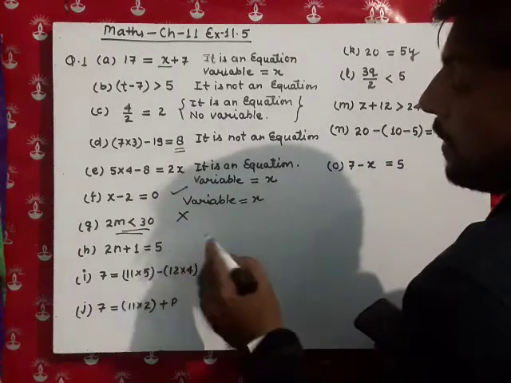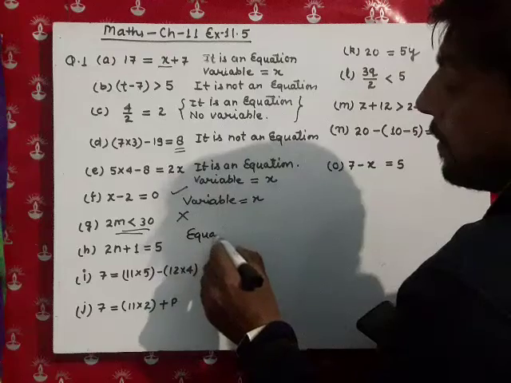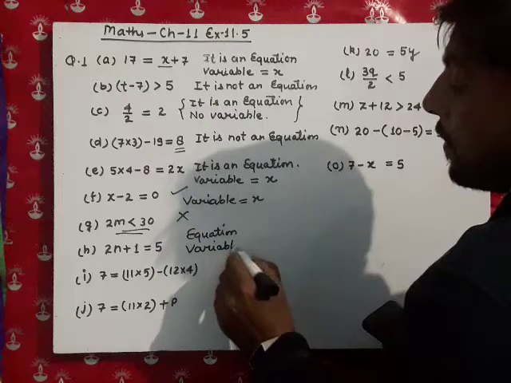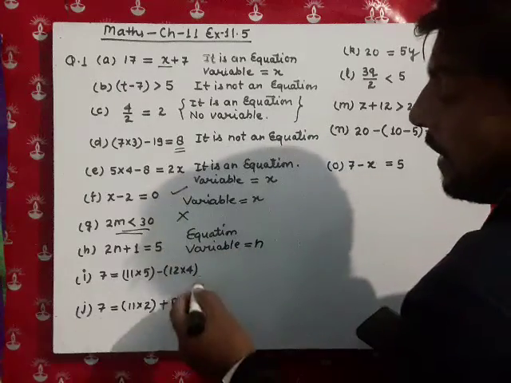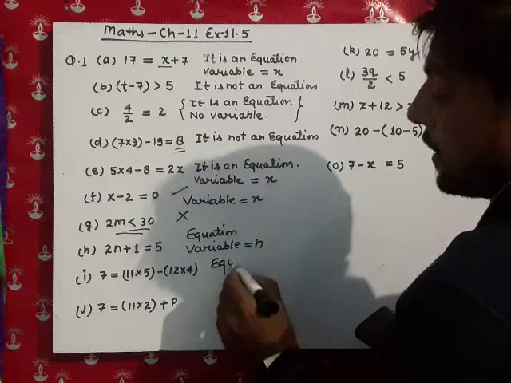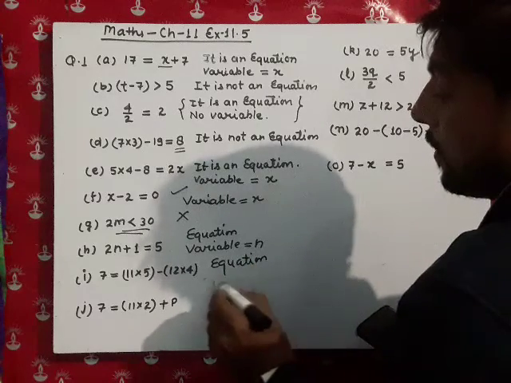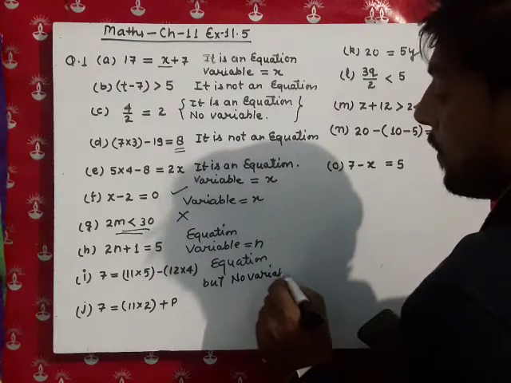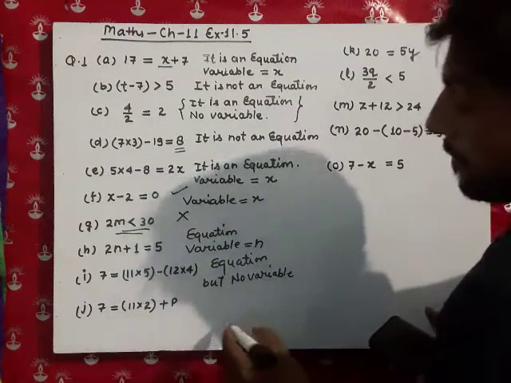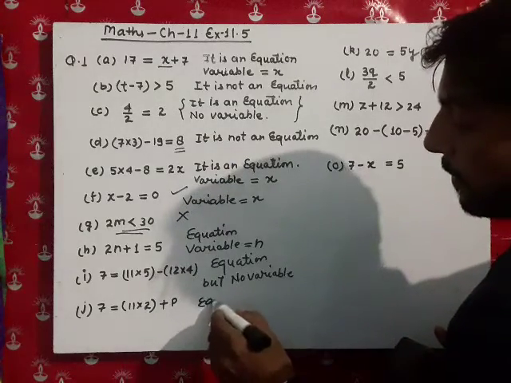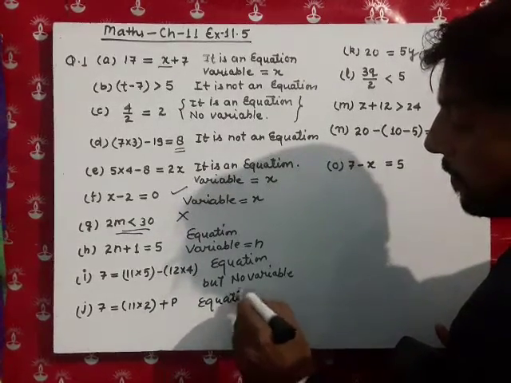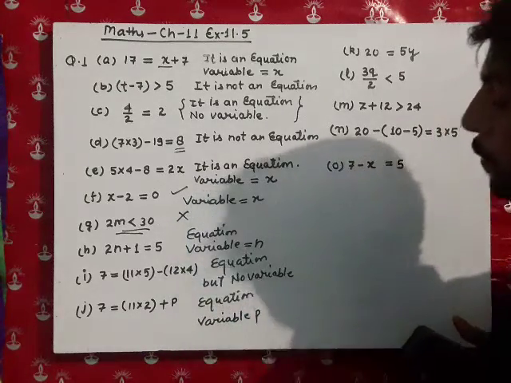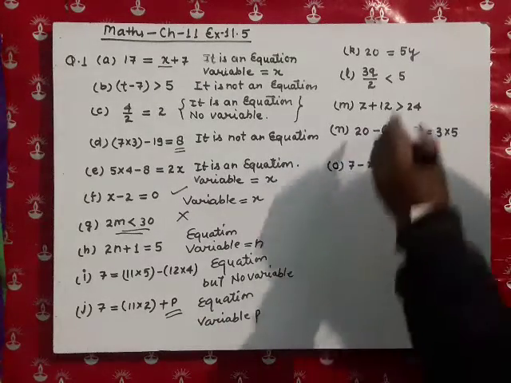Here the equal sign is given, so it is an equation, and the variable is n. Here no variable. It is an equation but no variable. It is also an equation, and here the variable is P. Now going to the K part.